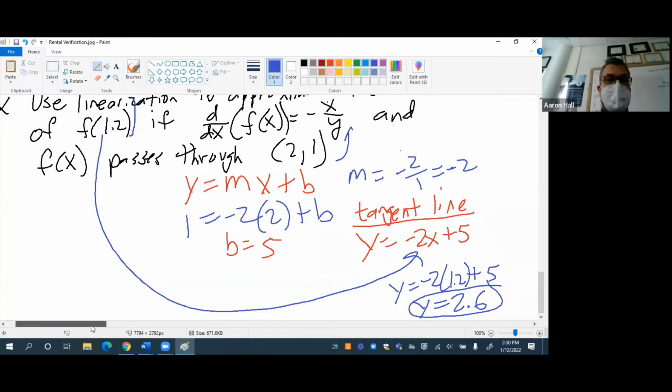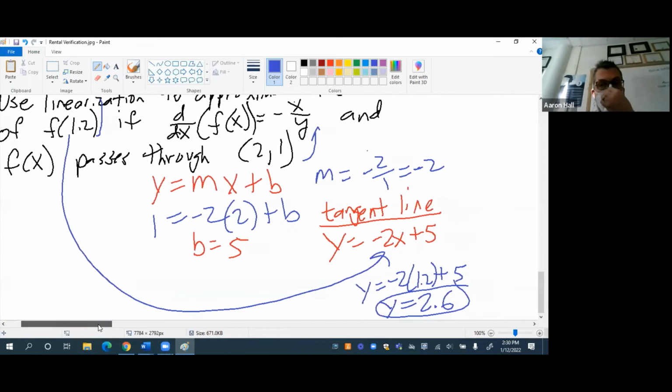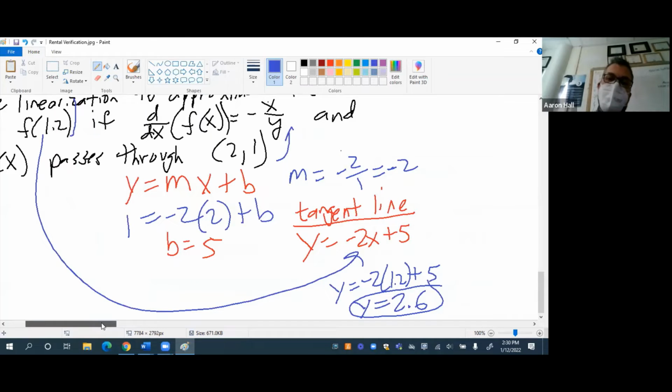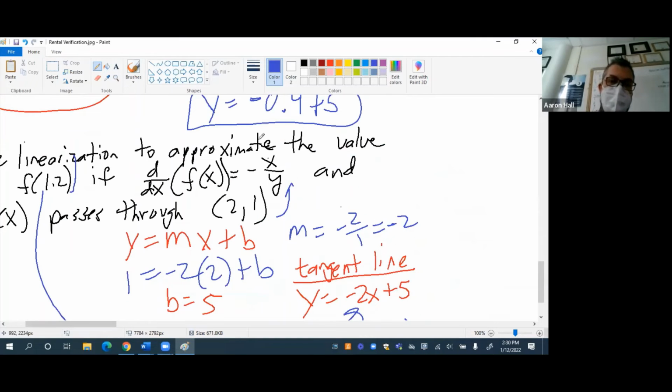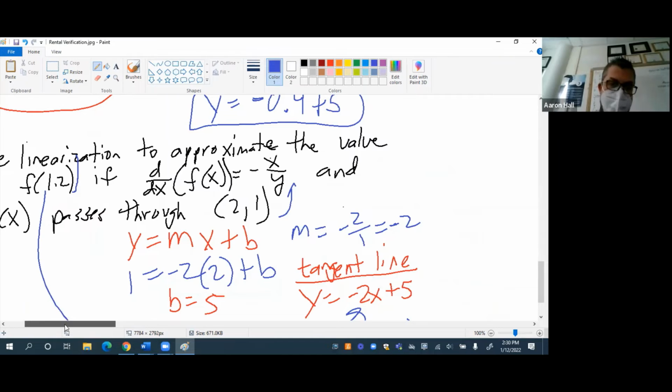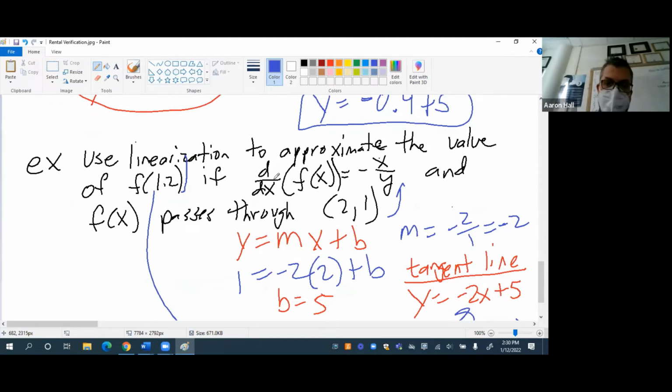Regarding that, what is this used for? I think that here, I never had the equation, right? Since I never had f of x, I'm sort of stuck using the tangent line as my approximation.